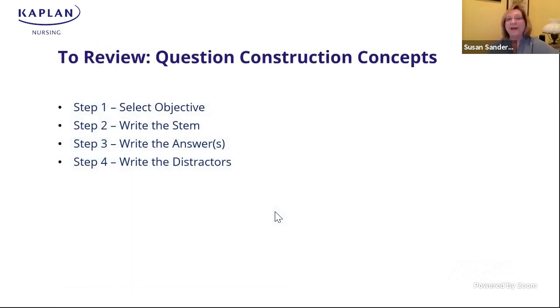So four easy steps, right, to writing items. I don't think any of us think they're easy to write, but these are some steps that will help you write good questions. Select your objective, write your stem, write your answer, and answers if it's a multiple select, and then write your distractors.